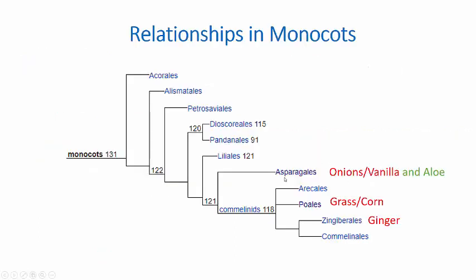Now, here's that relationship that I talked about. So you've got the monocots here. All right, so we're still in angiosperms. We're still in that Magnoliophyta group. And so you have monocot and dicot in there. And these were those monocots, like all of our grasses and our corn. Onions, vanilla, and aloe are all going to go together as a close relationship.